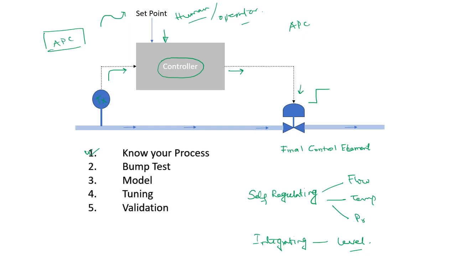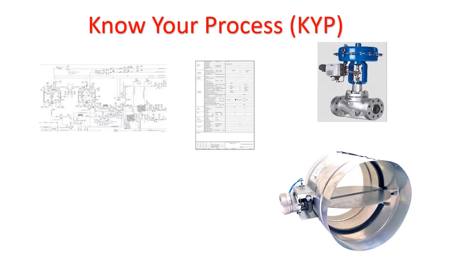So you have to understand the process, you need to understand your instrumentation system. Now you need to do a bump test, then model the system. After modeling, tune it. Then whatever you have tuned, validate it, whether it has been tuned properly or not. In this particular lecture, we will be going through all these 5 steps and try to understand how this really happens. So first thing is know your process.